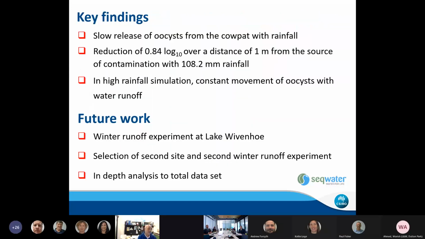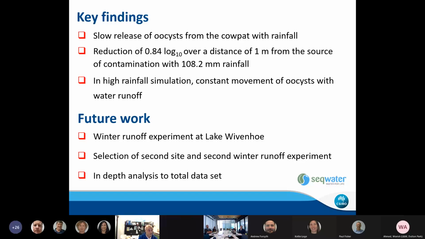So here is the end result. The key finding is that there is a slow release, as I mentioned earlier. If we calculate from this experiment, which I hate to because we have only done one experiment in summer and are waiting for 2 more before we derive those numbers, you can expect about 0.84 log removal over a 1 meter distance with about 108 mm of rainfall. If the rainfall increases, your log removal will decrease as well.